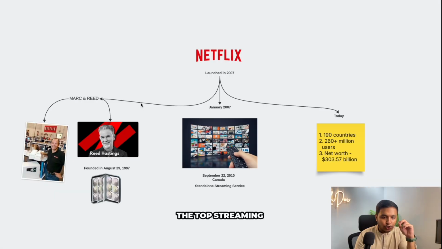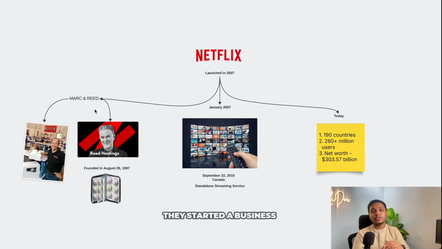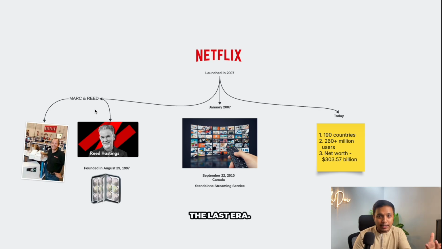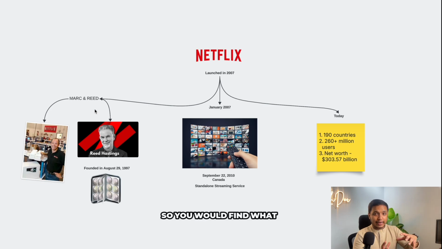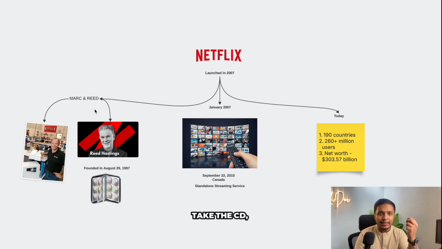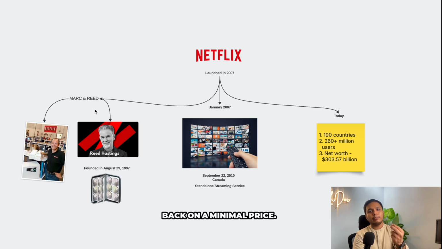So my friend, the top streaming platform Netflix was actually founded on August 29, 1997 by Marc and Reed. These friends opened up a store and started a business of rental DVDs. We had DVDs and CDs in the last era. They purchased the DVDs and rented them out to customers, so the customer could take the CD, watch it and give it back for a minimal price. This model was working well for them.